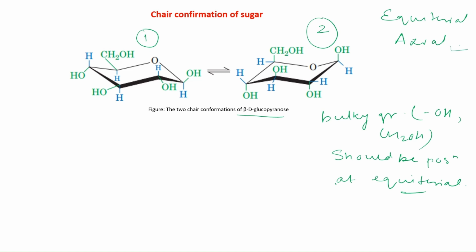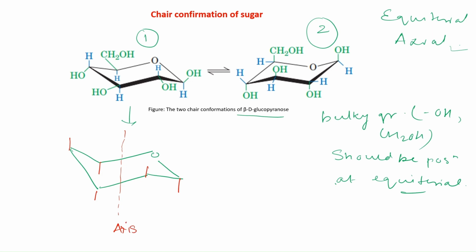Now how will we find whether bulky groups are present at the axial position or equatorial position? Take this chair conformation. This is the axis. Whatever is going parallel to the axis is the axial position.